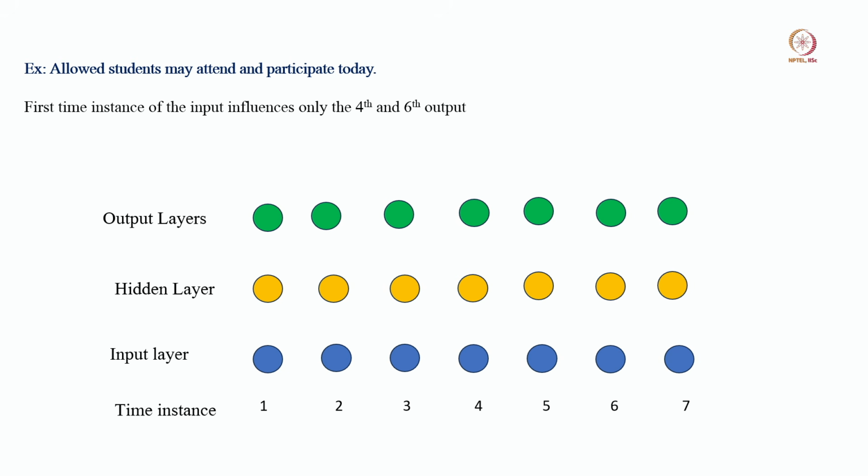Now, we expect whatever comes to the input layer to go to the hidden layer, correct. Now, what happens is my first time instance input, the word is "allowed", and that is the only word which is affecting my fourth and the sixth word in the output. So, we will make the information only for the first time instant flow to the hidden layer.